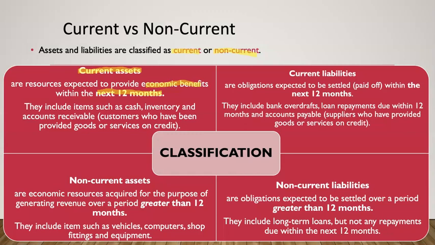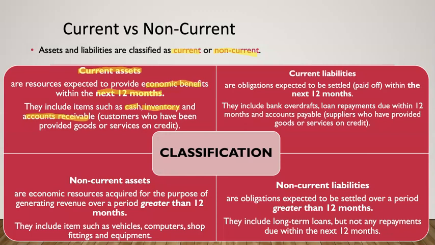Items that you would see under current assets would be cash, your inventory, you're going to sell what you're trying to sell within 12 months, and your accounts receivable. Customers who have been provided goods or services on credit who need to pay us back, we would expect they pay us back within 12 months.